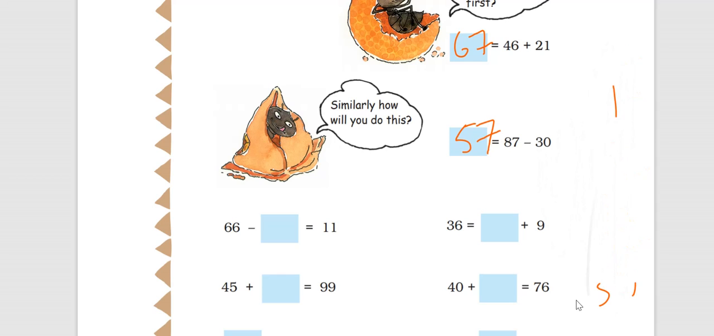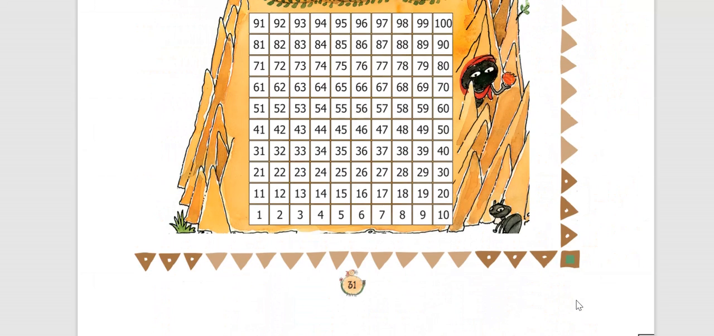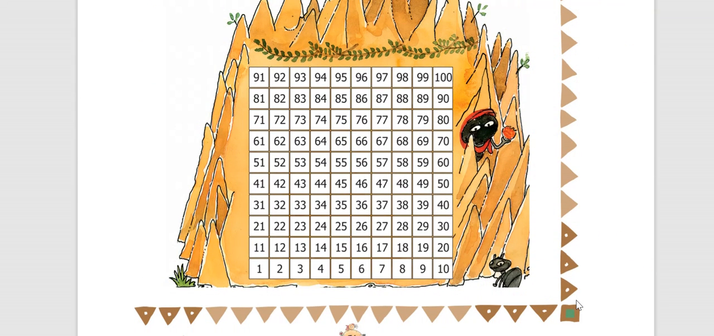The next one is 66 minus dash is 11. So let's look at this one. 66 minus dash is 11. So we need to start on 66 and we have to come all the way down to 11. 11 is 1 ten and 1 one. So we come down to the line where it is all ones. So 66 down to 16 and then to 11.